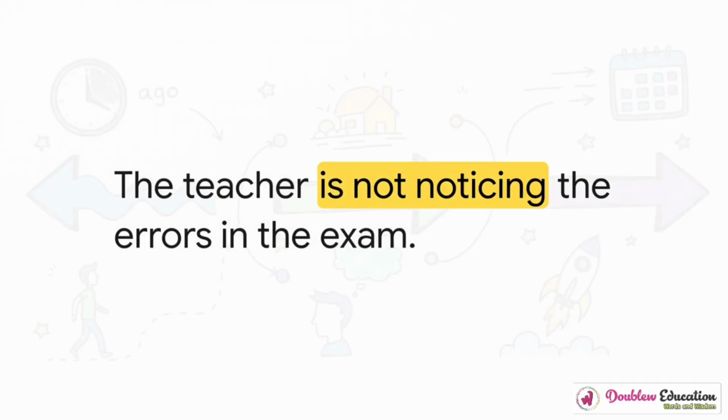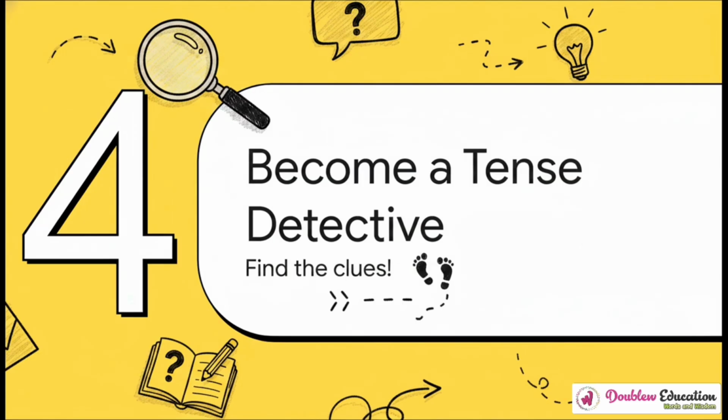And for our last color, purple, let's say no in the present moment. Just like we did for the future, we just add not. The teacher is not noticing the errors. And look at that, we've built a whole sentence rainbow. Amazing job. You guys are doing so well.